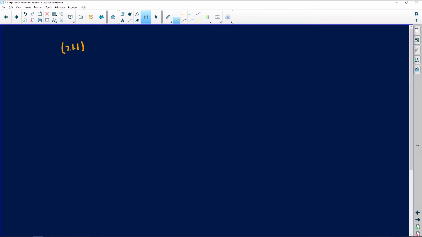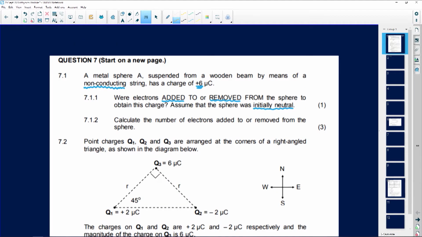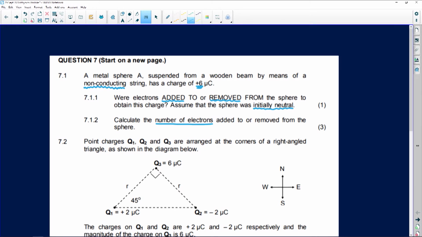For 7.1.1, we know that they were removed. And it's very important that you stick to what the examiner said. Here they said added or removed. So don't bring in any other types of wording, especially if they have it in capital letters. Then we have 7.1.2. It says calculate the number of electrons added or removed from the sphere.